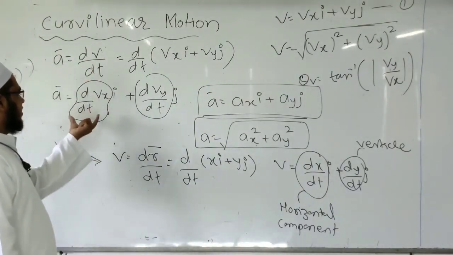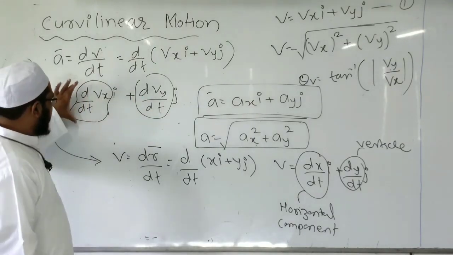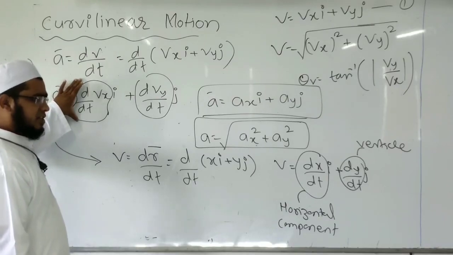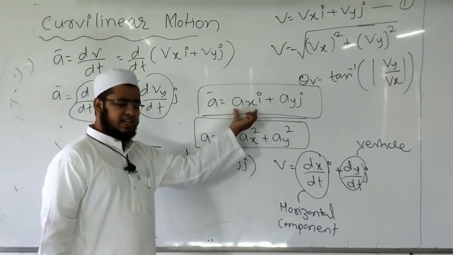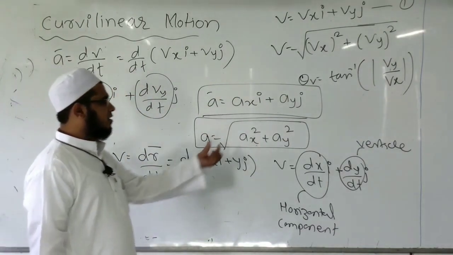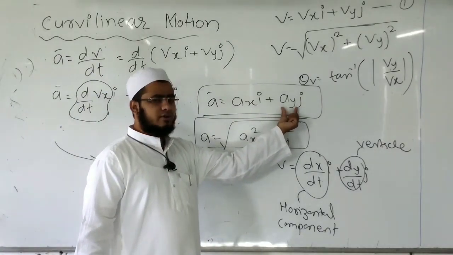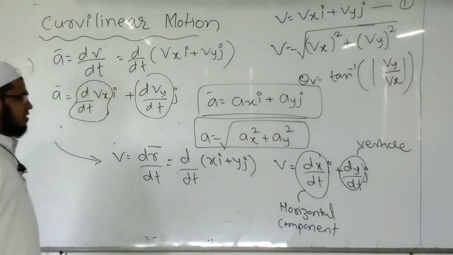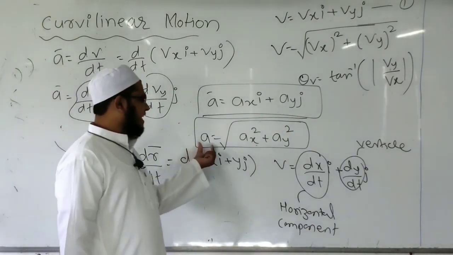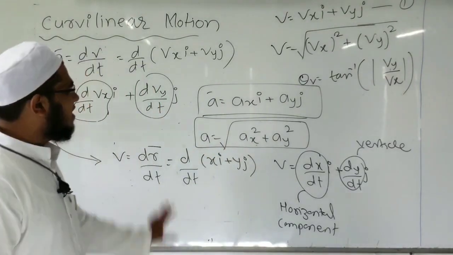I will differentiate dvx by dt, dvy by dt. This is the rate of change of the horizontal component of the velocity, which is the horizontal component of acceleration ax. This is the rate of change of the vertical component of velocity, which is equal to the vertical component of acceleration. If I require the magnitude of acceleration, a equals root of ax square plus ay square. These are the important formulas.